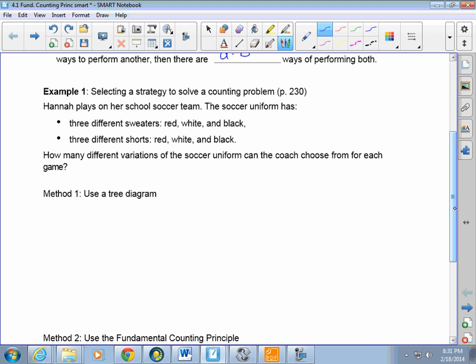So to use a tree diagram, you would start with one of your items, either the sweater or the shorts, and that will be your basic starting point. So, for uniforms, if we start with our sweaters, instead of writing red sweater, white sweater, I'm just going to put sweaters on the side here. So then you have red, white, or black.